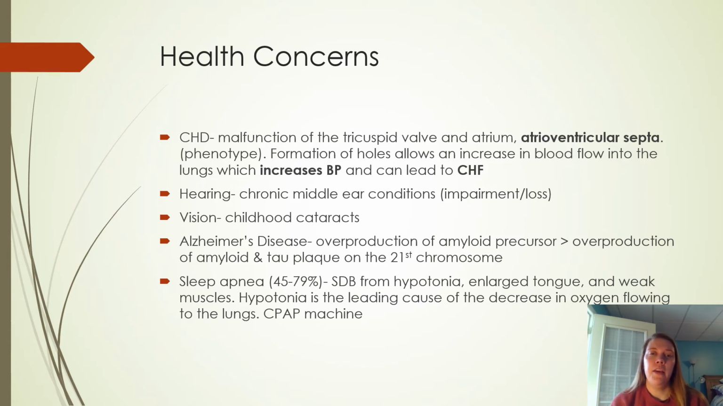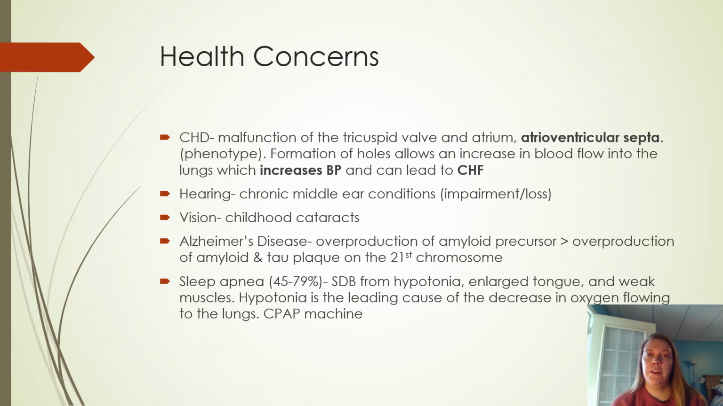Hearing can be partial impairment or a total loss and is due to a chronic middle ear condition. Next is vision impairments. This is due to childhood cataracts that they develop.